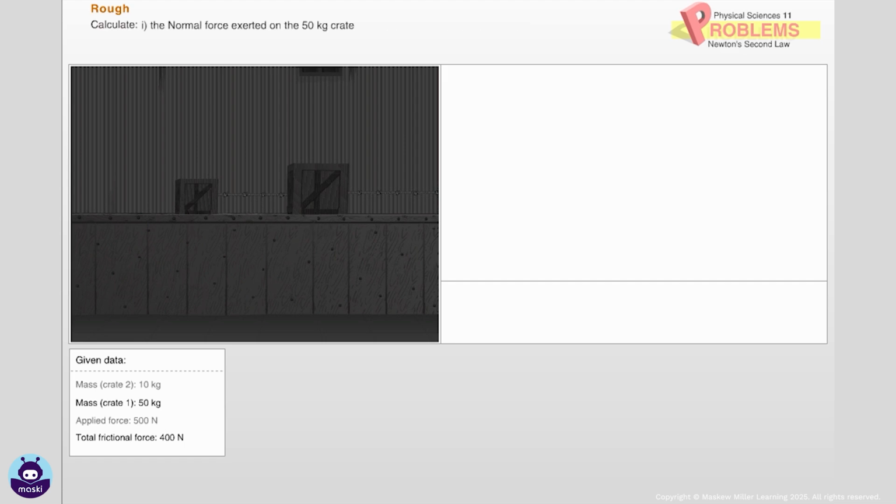Calculate the normal force exerted on the 50 kilogram crate, the magnitude of the acceleration of the crates, and the magnitude of the tension in the rope. What would happen if the rope suddenly breaks?